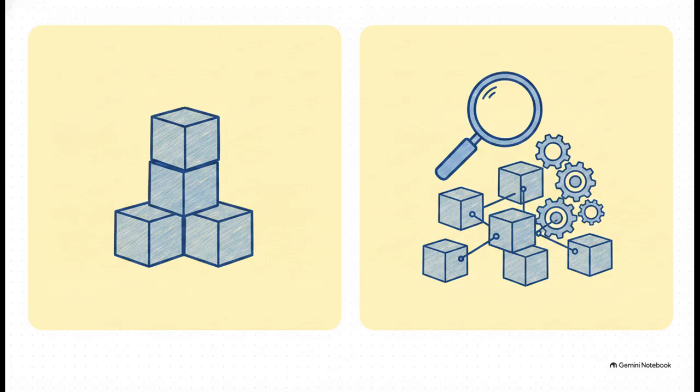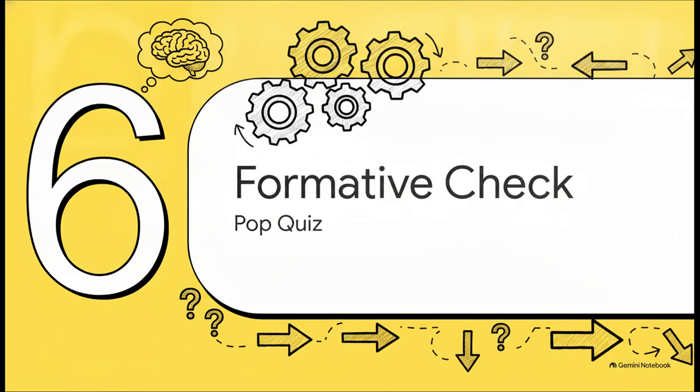A précis has to retain the tone of the original piece, critically evaluate the author's claims, and analyze the author's purpose. Think of it this way. A summary just tells you what happened. A précis explains how and why it was written. Section 6. Formative knowledge check.